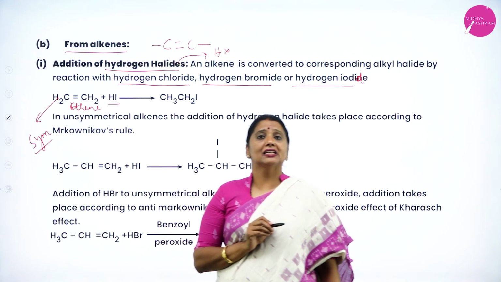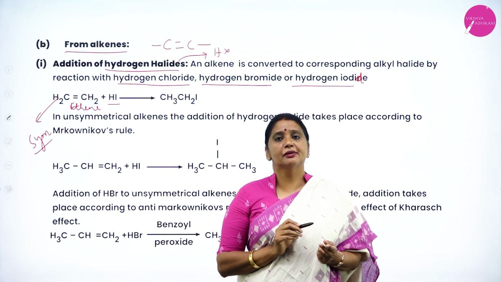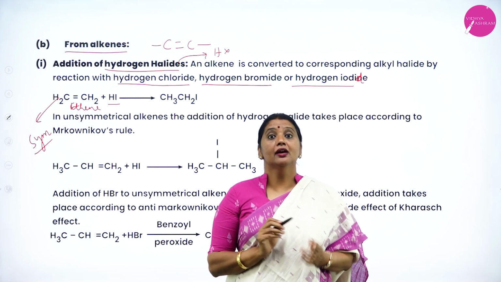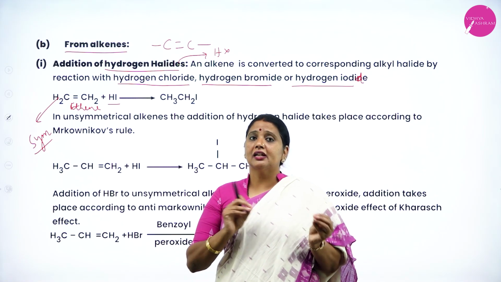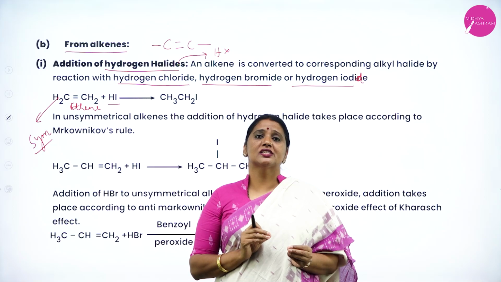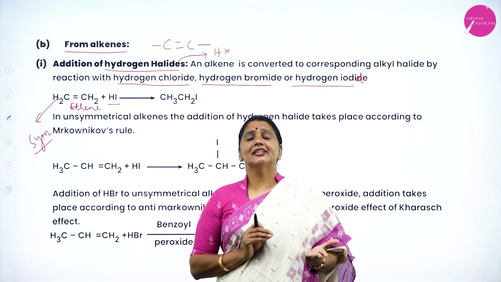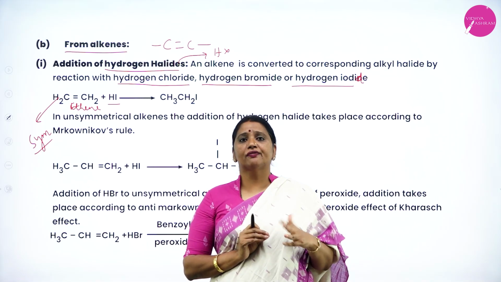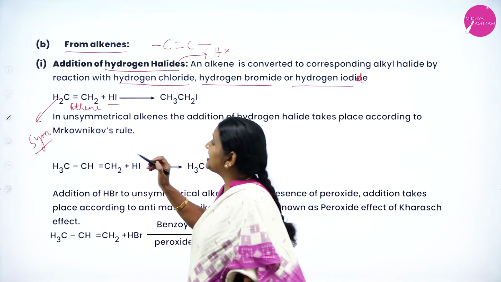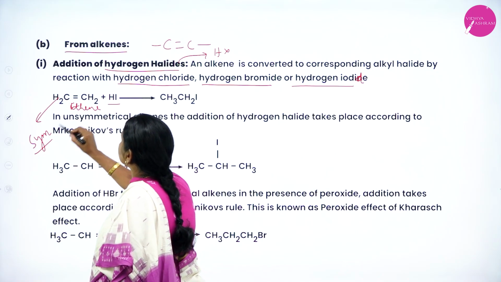In alkenes, there are 2 types, symmetrical alkene and unsymmetrical alkene. What is a symmetrical alkene? The double bonded carbon atoms are attached with the same atom or the same group of atoms. In an unsymmetrical alkene, the double bonded carbon atoms are attached with 2 different groups of atoms. Now ethene is a very good example of a symmetrical alkene.